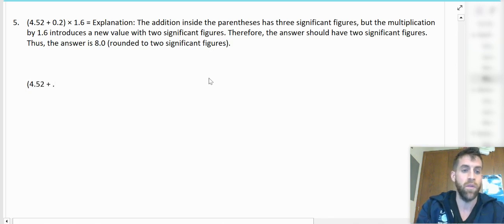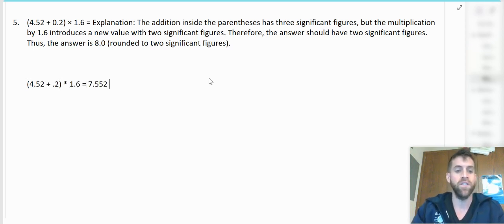4.52 plus 0.2, our order of operations states that we add first within the parentheses and then multiply. And you could multiply first, but the order of operations says the addition inside the parentheses needs to occur first. We multiply, then divide. So the computer did that for us, and we get 7.552.